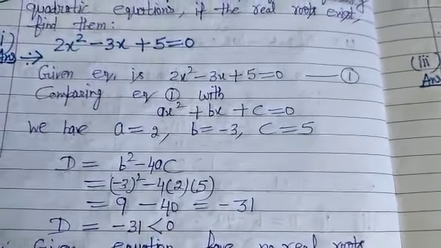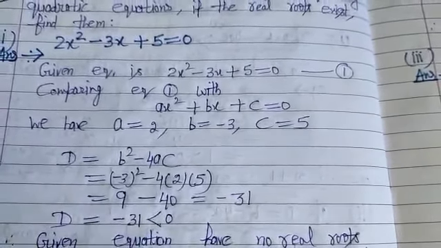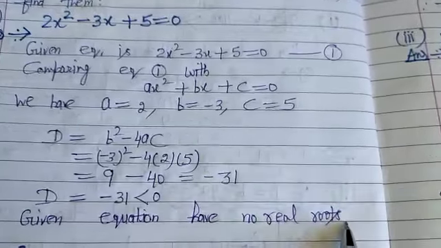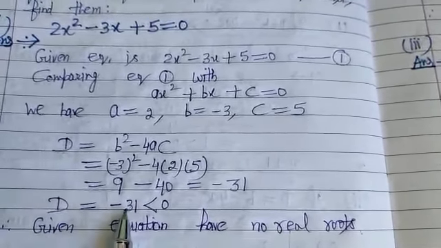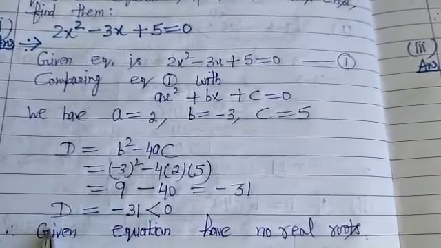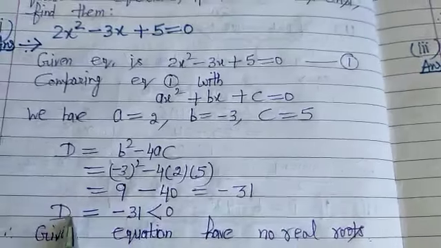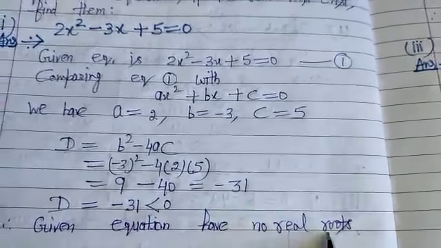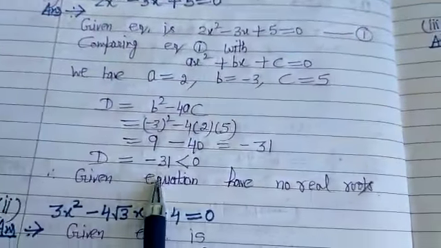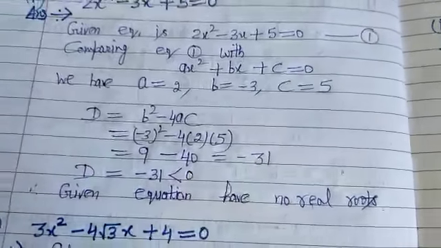So we have discussed the nature of the roots. When the discriminant is less than 0, we will say it has no real roots. There are three natures of the roots. When the discriminant is greater than 0, different real roots. When the discriminant is equal to 0, same real roots. And when the discriminant is less than 0, it has no real roots. So here in this question, the discriminant is negative, so it has no real roots. Then we will not find the roots here.